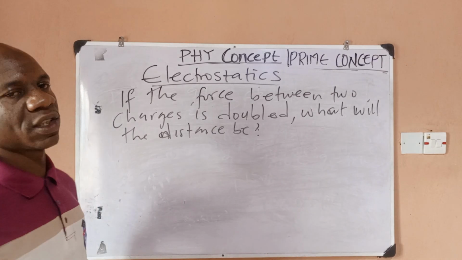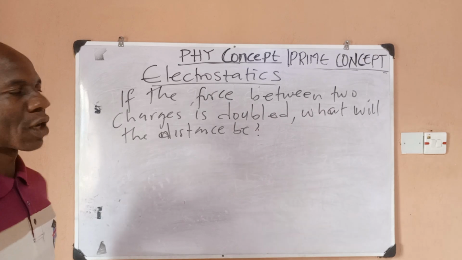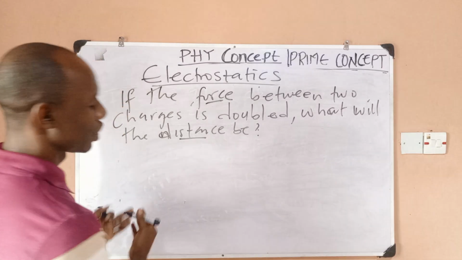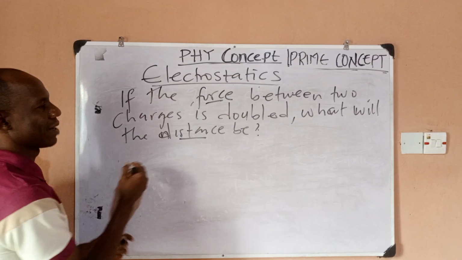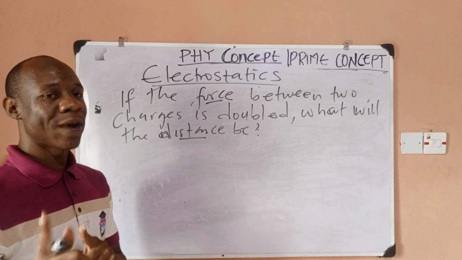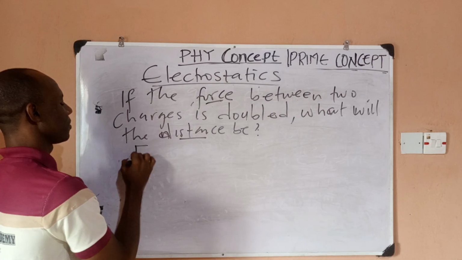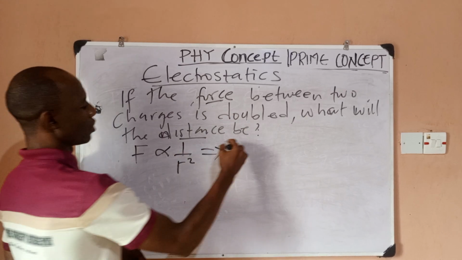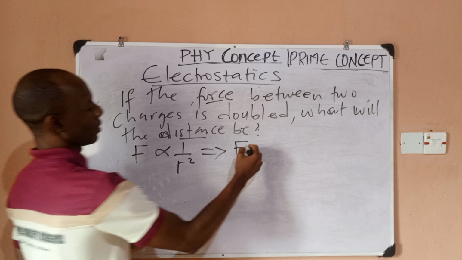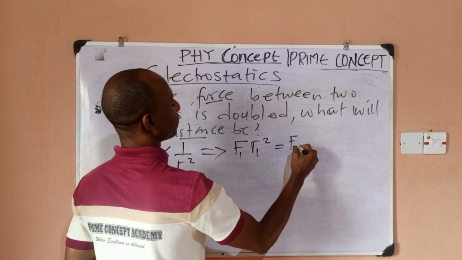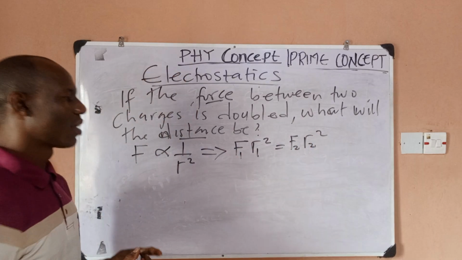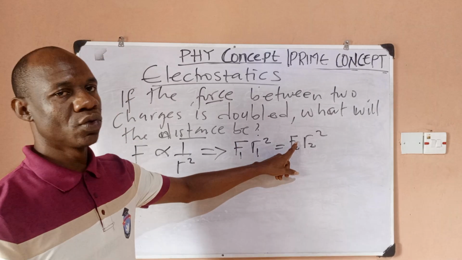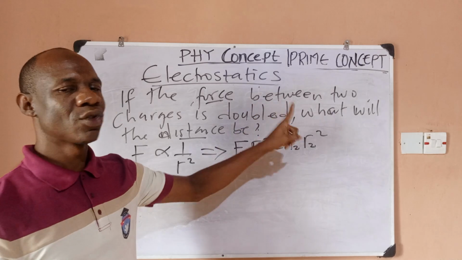So this is a very simple question of comparison. Now it means that we are comparing force and distance, right? Coulomb's law simply tells you that force is inversely related to the square of the distance. So it means that F is inversely proportional to R squared. So if you solve this, you're going to have F1 R1 squared equals F2 R2 squared. So we're looking for R2, the new distance, if the force F2 is double. That is to say that F2 is 2 times F1.